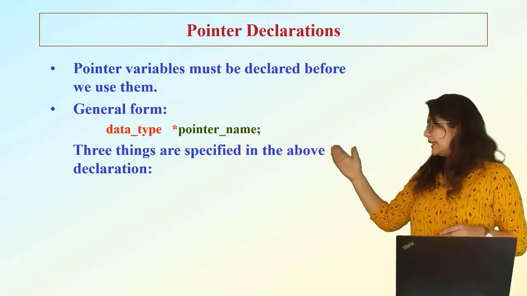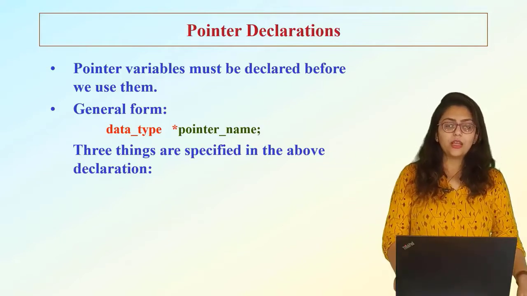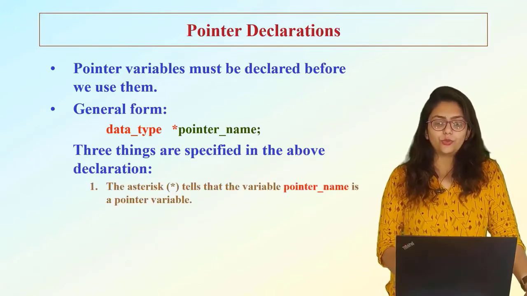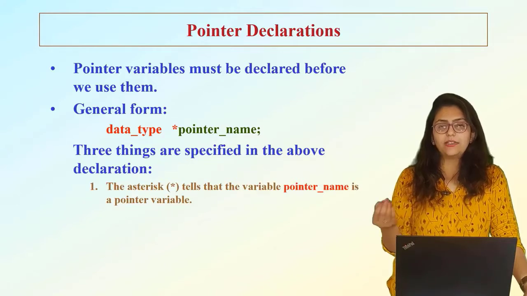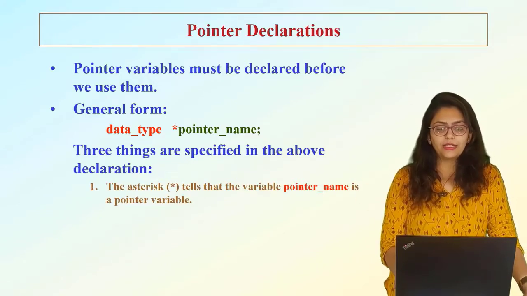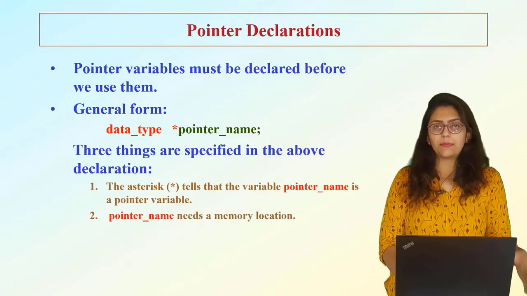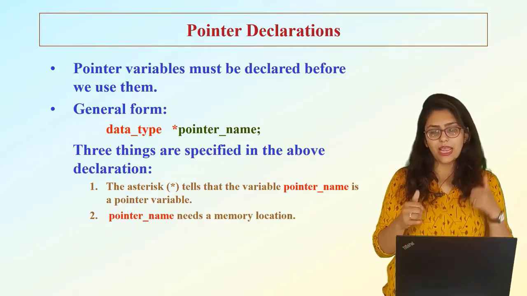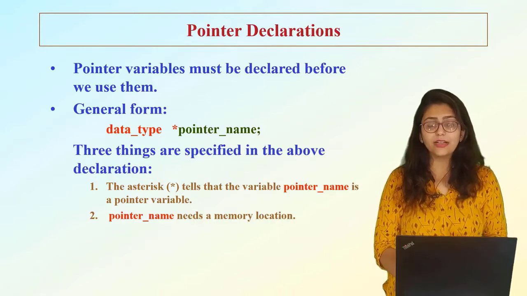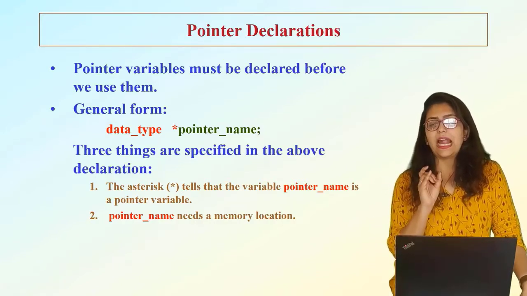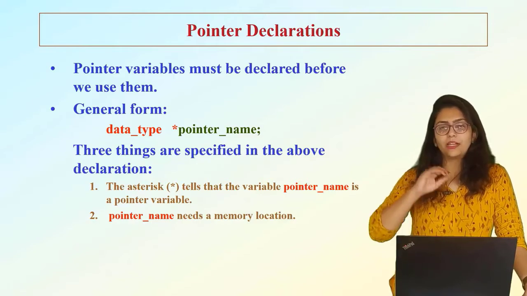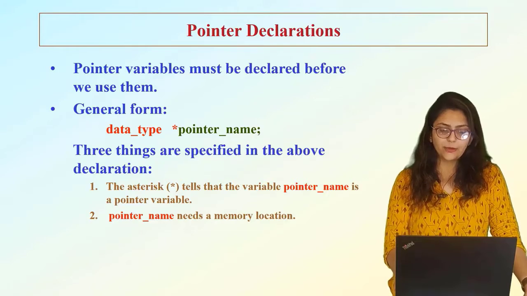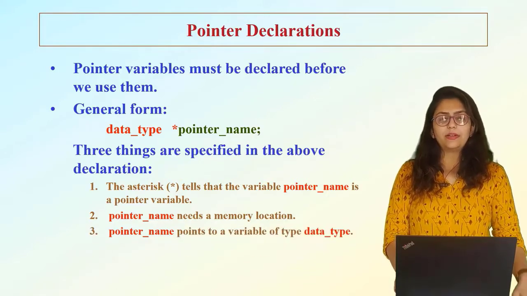So it has the data type, star and pointer name. Three things are specified in this declaration. The asterisk sign indicates that it is a pointer and it is placed before the pointer name. Then the pointer name needs a memory location, because even a pointer is stored somewhere inside memory. We have seen in the previous slides that I stored pointer p at location 2545 and it was holding location 1380, the location of x, y, z. And the pointer points to a variable of a given data type.